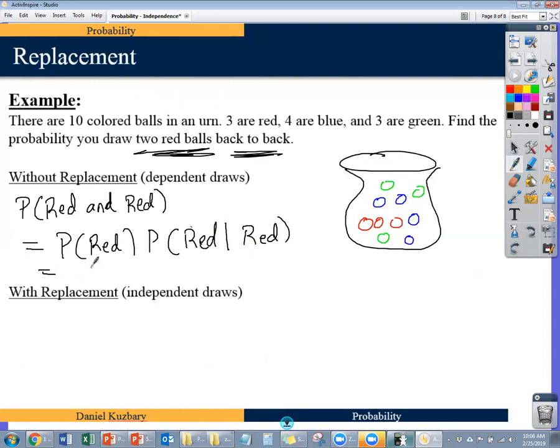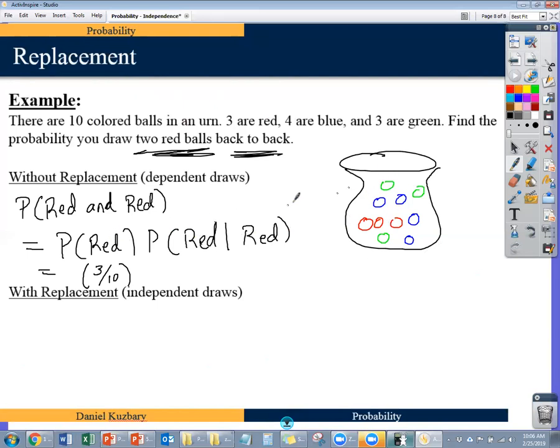There's 10 balls, 3 of them are red, so this first probability is 3 divided by 10. Let me back up real quick. Do you see what I just did? I just did the multiplication rule again. I did the conditional probability times the probability you just get the second thing. I just wrote them in a different order because this is the order I'm drawing things out of.